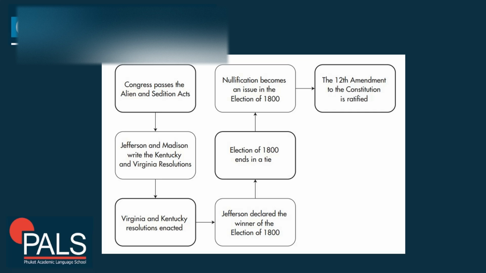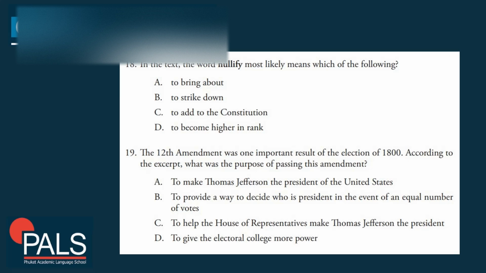So box number 5 would be the election of 1800 ends in a tie, even though he was previously declared the winner. Then there becomes an issue with nullification. And box number 7, the solution was the 12th Amendment that instructs what the government is to do in case of a tie in the presidential election. Moving on to questions 18 and 19. These are about the 12th Amendment.